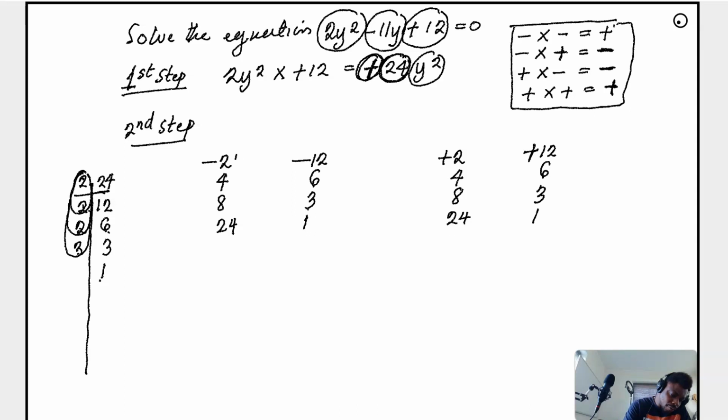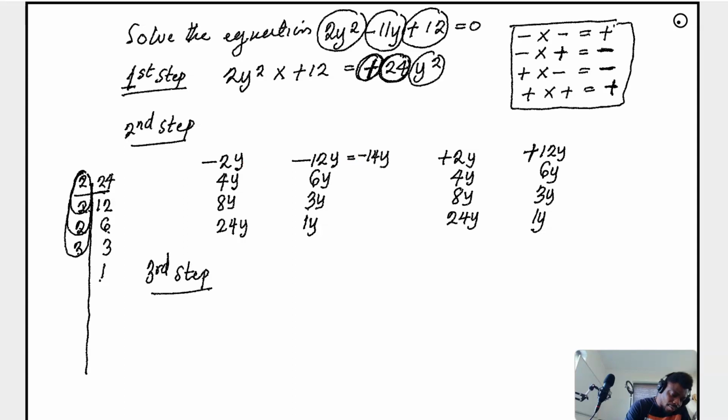What can give us y squared? Of course, y times y. So I'll just put that on all. So these are all potential solutions, but we need to actually get the right one, okay? So before you go there, let's get this. Minus 2y minus 12y, that is minus 14y. Minus 4y minus 6y, that is minus 10y. Minus 8y minus 3y, that is minus 11y. Minus 24y minus 1y, that is minus 25y.